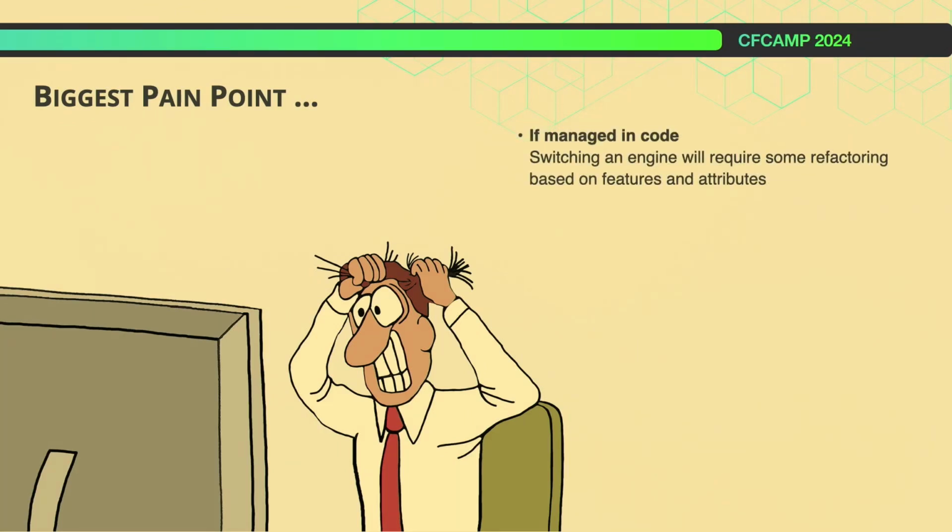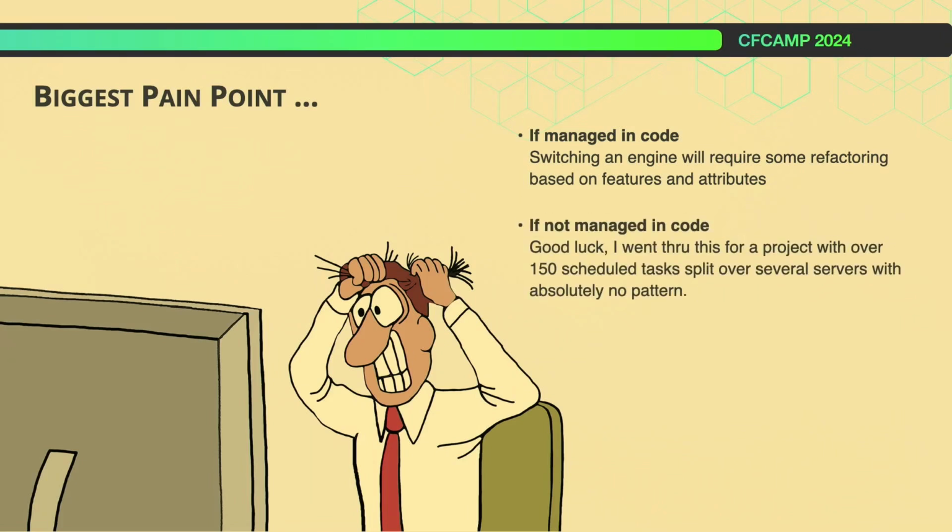But for us, what we found is the biggest pain point was managing code. Switching an engine requires refactoring based on features and attributes, and if it's not managing code, it's really painful. We had a project with over 150 scheduled tasks split over different servers, with no pattern, people writing them in different ways, managing them in different ways. Sometimes they're firing and you're like, who the hell fired that task? Where is this task running? So this was, to us, the biggest pain point.